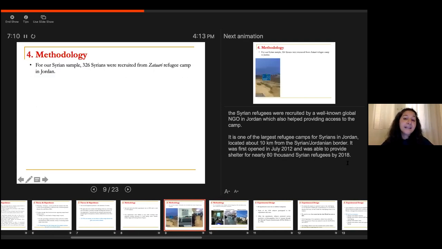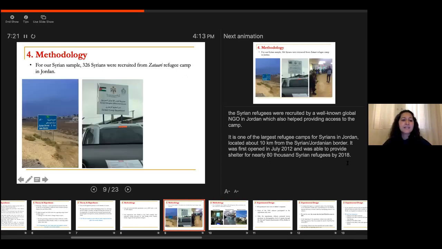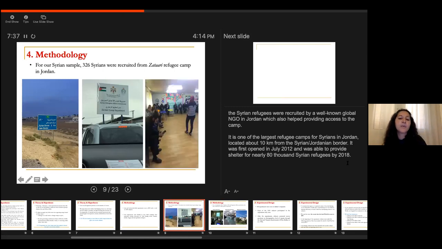For our Syrian sample, which consisted of 326 Syrians who were recruited from Za'atari refugee camp in Jordan, this is a live photo that we took on the borders between Jordan and Syria, which is very close to the Za'atari camp where we conducted our lab-in-the-field experiment on Syrian refugees. And this is another photo of the real lab-in-the-field experiment that took place inside the camp.